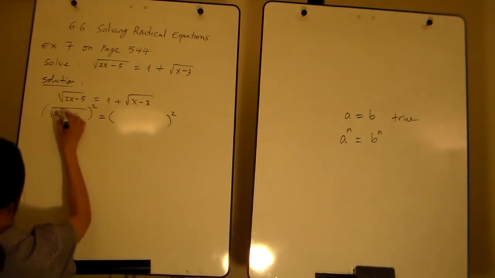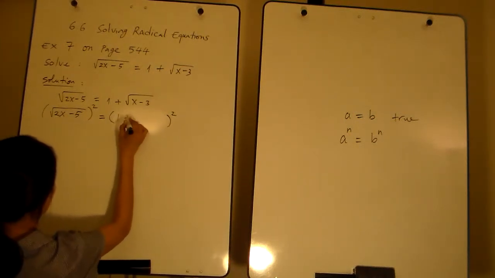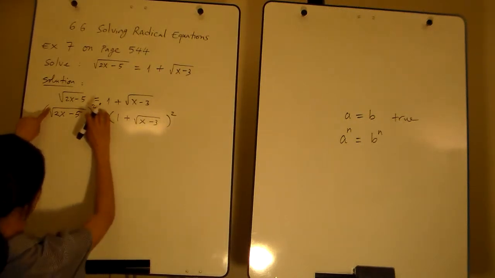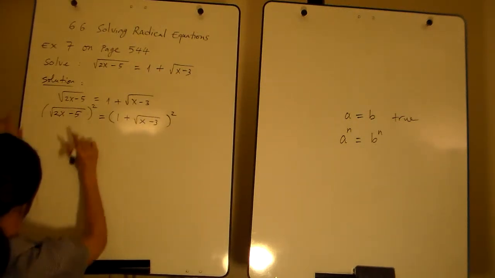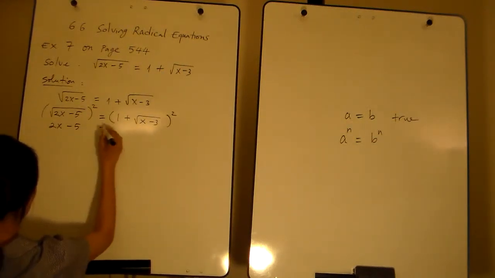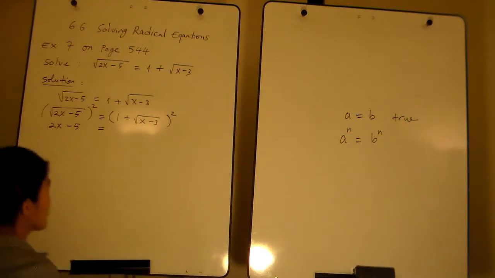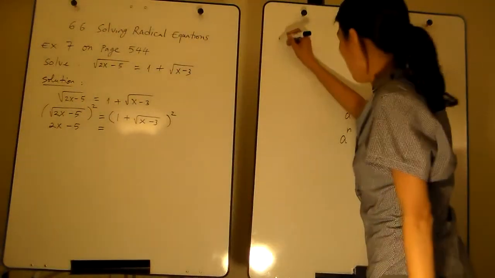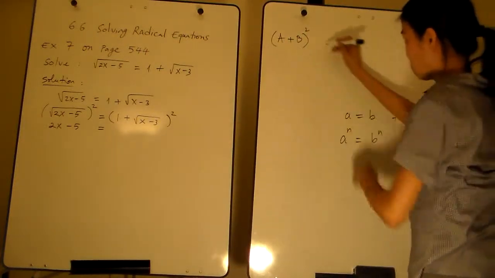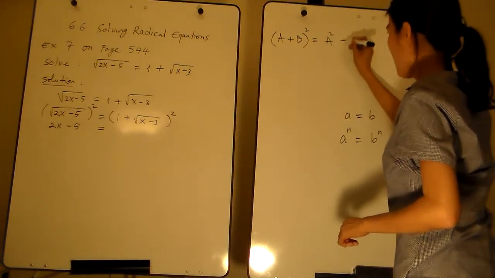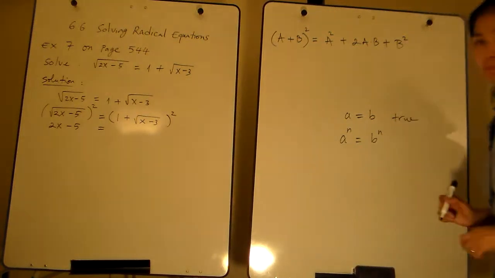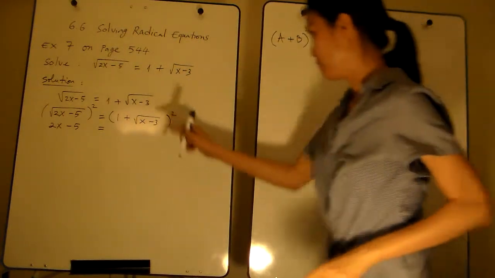Square root of 2x minus 5 squared equals 1 plus square root of x minus 3 squared. Now, because the index is 2 and this outer exponent is also 2, they match. That means you can simplify this radical to 2x minus 5 equal to, for this I'm going to use the formula for squaring the binomial. In this case we have plus, okay? So the formula is a squared plus twice times a times b plus b squared. I'm going to apply these formulas here.